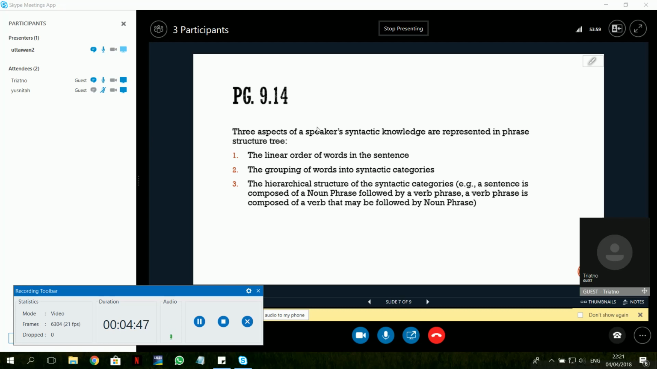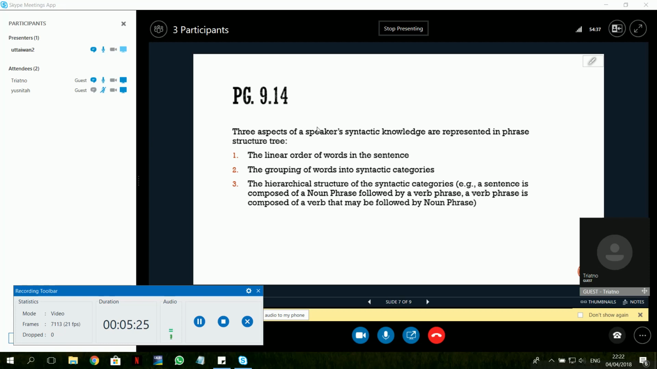So, three aspects of a speaker's syntactic knowledge are represented in phrase structure trees. Jadi, when we learn the phrase structure tree, first, the linear order of words in a sentence. So the benefit of studying tree structure is we can see and we can arrange words in order. We can arrange good sentences with a good order.